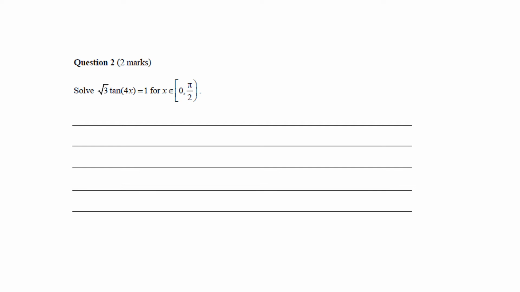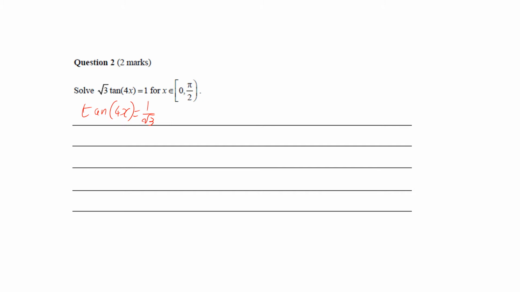So to do that, I need to get rid of this square root 3, which I do by dividing both sides by square root 3. So I'll get tan of 4x is equal to 1 on square root 3. You could rationalize the denominator here, but if we do that, it's going to make it harder for us to use our equivalent triangles. So usually, we just charge on ahead and do tan inverse of both sides.